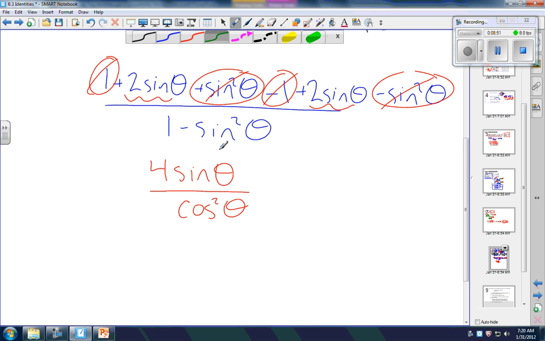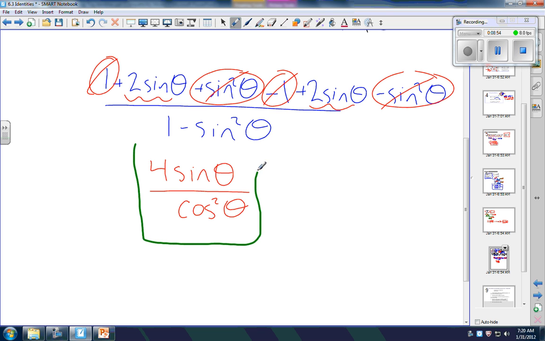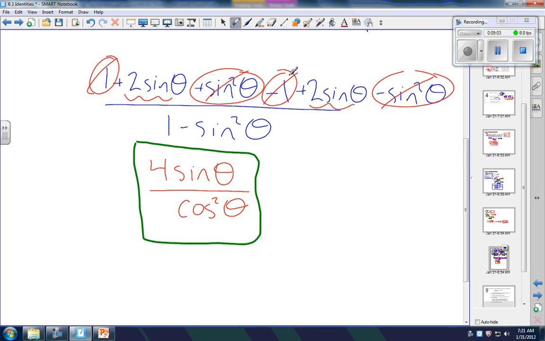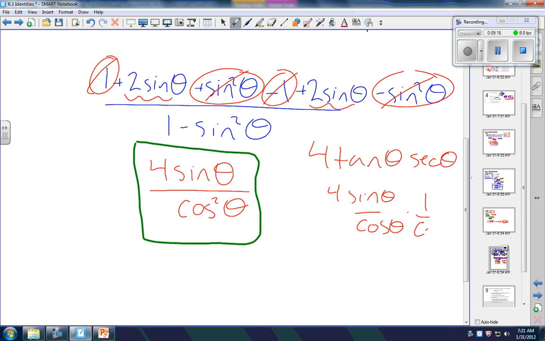All right, this may look familiar to you guys now. 4 sine over a cosine squared. We go all the way back up to our original here. 4 tangent secant. Well, sine over a cosine times 1 over a cosine, and we have proved this guy. Okay.